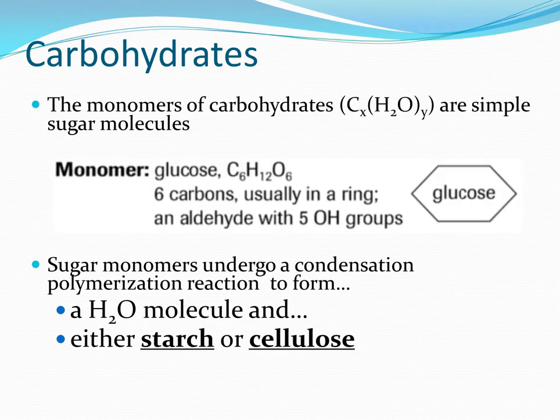The monomers of carbohydrates found in nature are simple sugar molecules. Sugar monomers undergo condensation reactions to form starch or cellulose with a water byproduct.